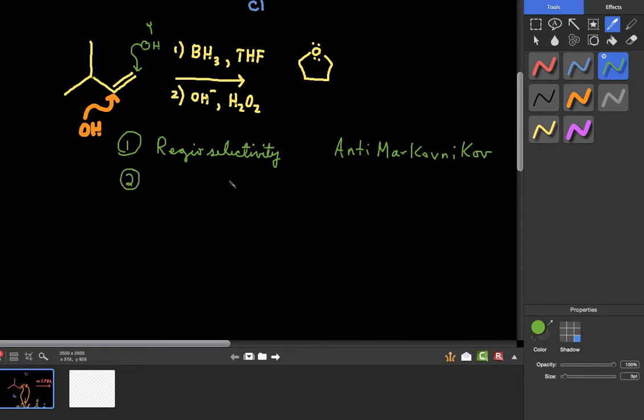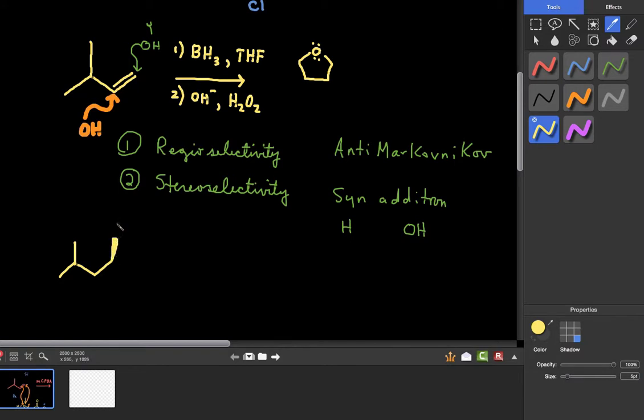Unlike the oxymercuration oxidation reaction, the hydroboration mechanism also has stereoselectivity. The mechanism really does not account for the stereoselectivity. It is syn addition. And when I say syn addition, I'm talking about the relative stereochemistry of the H that will be added and the OH that will be added. So there are two possible products with this reaction. One of which, and even though we don't have a chiral carbon right here, I'm going to show some stereochemistry.